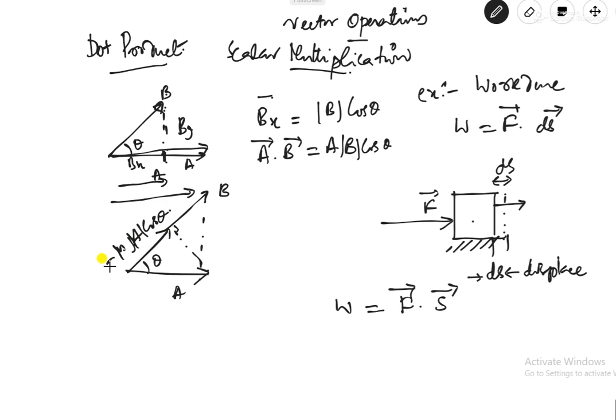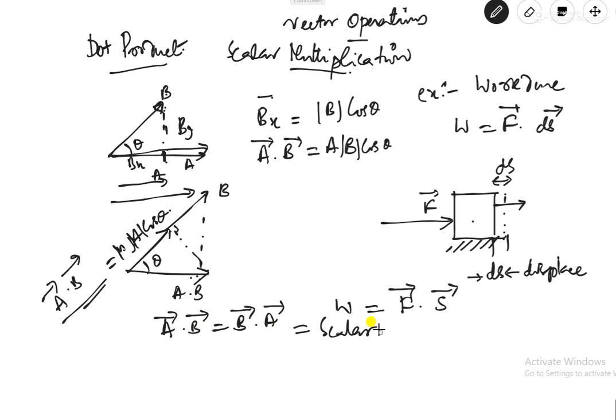But the resultant will be the same. This is called A dot B. So whether you project B on A or A on B, the resultant magnitude will be similar. That means irrespective of direction, the dot product remains the same: A dot B is equal to B dot A. That's why the resultant is a scalar quantity, as it does not depend on any direction. That's why this is called a scalar product or dot product.